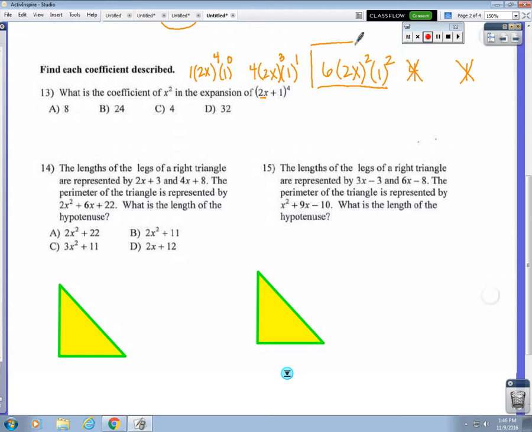Okay, so now we can simplify the term that they told us to focus on. It becomes 6 times 4x squared times 1, which becomes, right, so the coefficient of that term is 24.